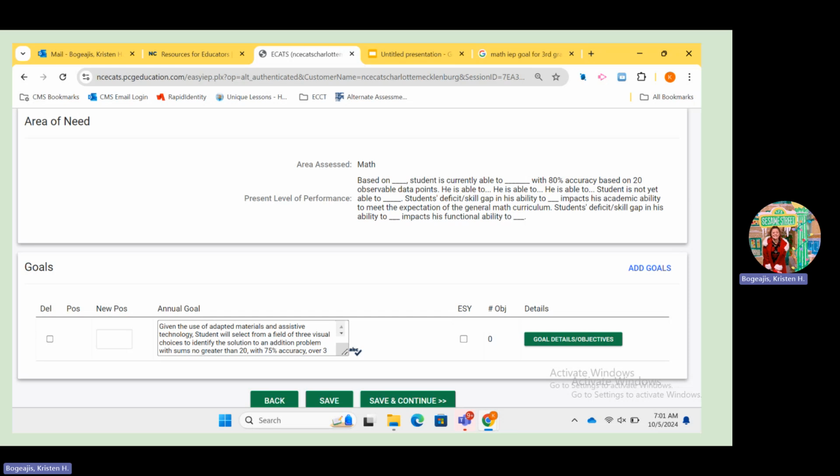I like to generically say adaptive materials sometimes, because when we're writing these goals, we're not exactly sure what we need yet, right? We know that the materials are going to be adapted. I know that I can't just put 4 plus 6 in front of a student and say, solve it, right? So that leaves it up to, well, maybe I need to add some visual supports or those sorts of things. So adaptive materials encompasses all of that.